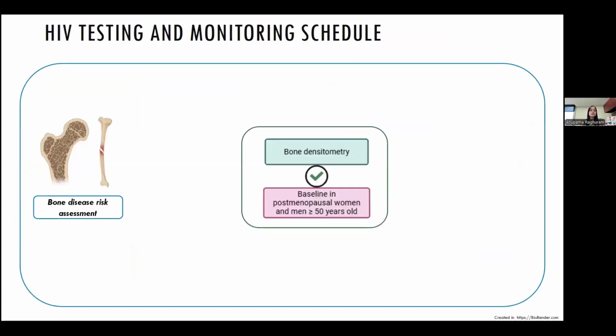As far as bone disease risk assessment, you should do a bone densitometry or DEXA scan at baseline in postmenopausal women and men that are 50 years or older. So that's when you do the DEXA scans. And of course, if there's abnormalities, you will then follow up and institute therapy as appropriate. And sometimes we do that just fine, and sometimes their primary care physician will take care of it.